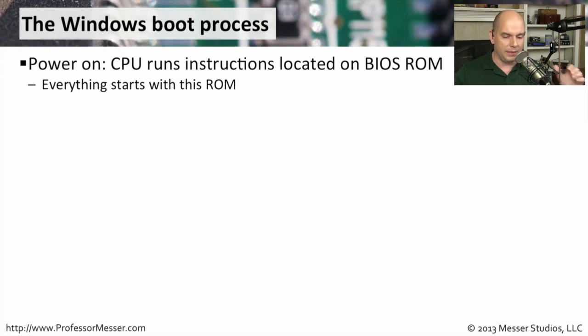The first thing that happens when you power on is that your computer has no idea what to do. It's a dumb machine. It doesn't have any knowledge of what storage you have. Everybody has a different hard drive, different numbers of hard drives. Everybody's computer is a little bit different. So how does your computer know even what to do to begin with?